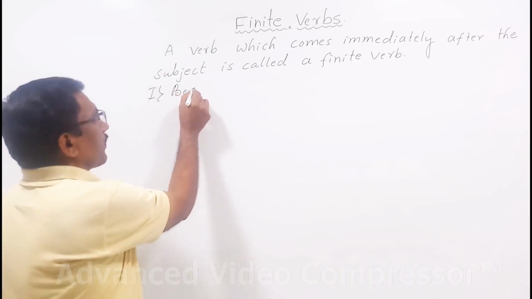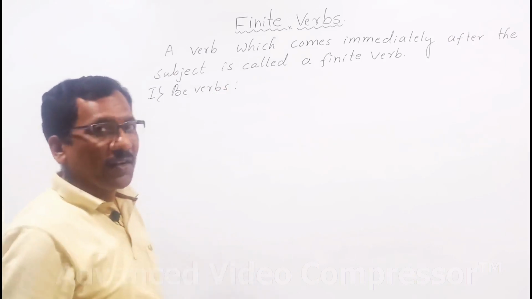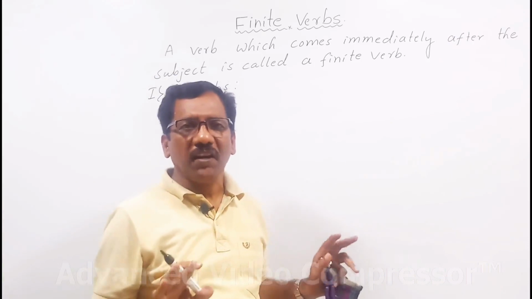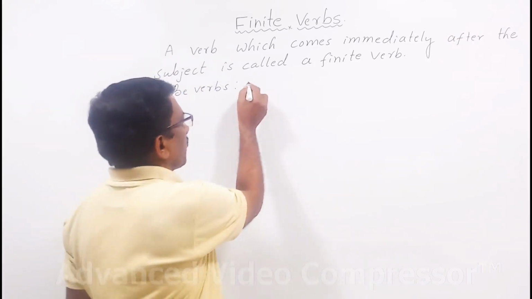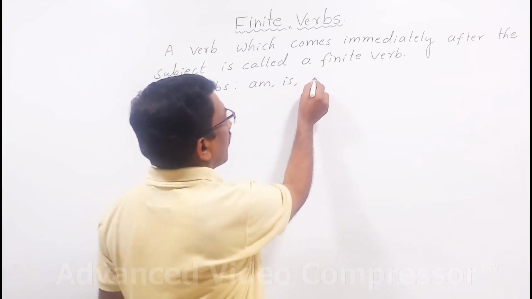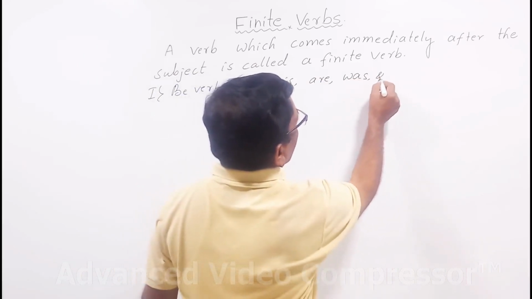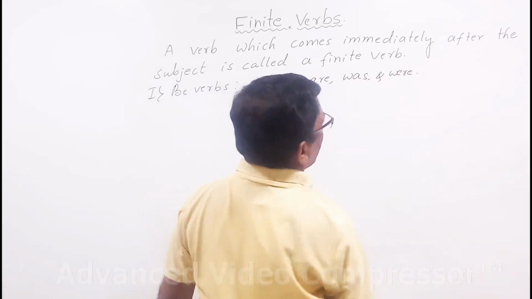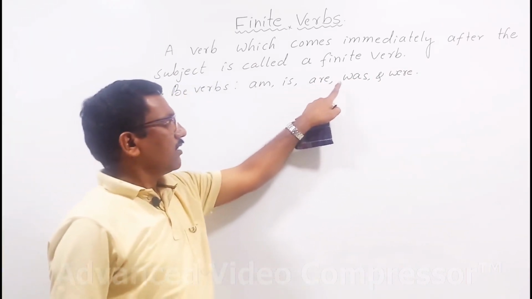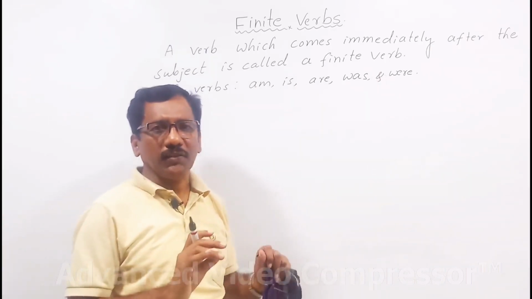all the be verbs in English are finite verbs. Okay, what I told, all the be verbs in English are considered finite verbs. What are the be verbs? Be verbs are am, is, are, was, and were. See, am, is, are, was, and were. These are called finite verbs in English.